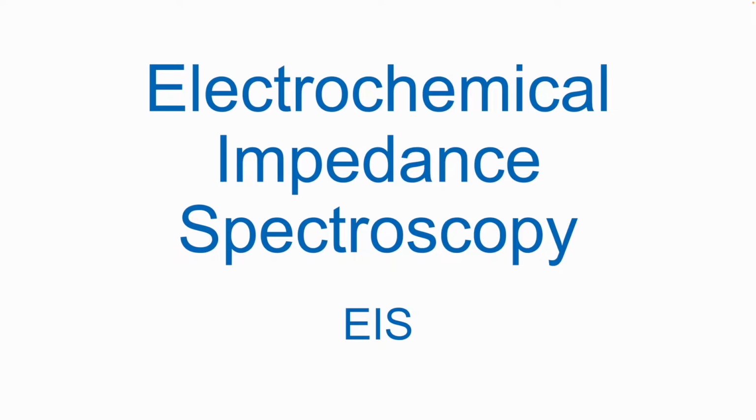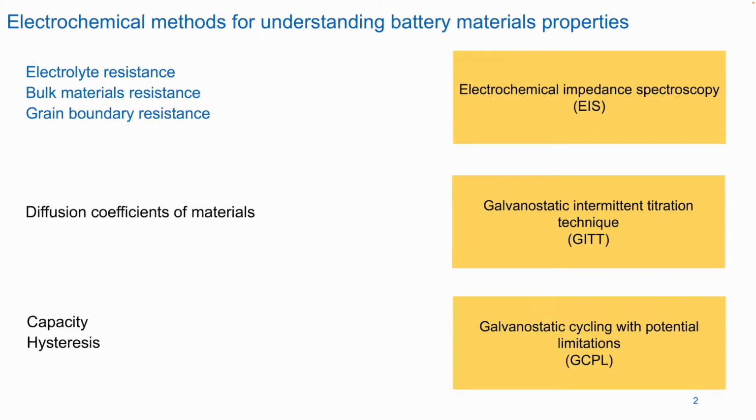Now we'll talk about electrochemical impedance spectroscopy, or EIS. EIS is one of the electrochemical methods that we can use to understand battery materials and their properties. EIS can give us information about electrolyte resistance, bulk materials resistance, and grain boundary resistance.